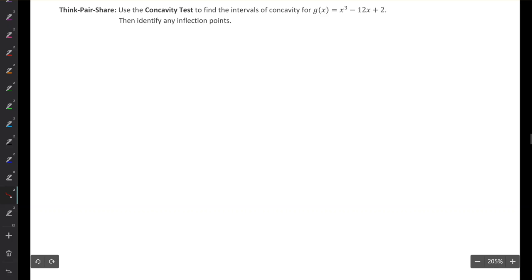Think, pair, share. First, you're going to use the concavity test to find the intervals of concavity for the function g, and then identify any inflection points. I'm going to pause the video right now, and I want you to try these problems. When we come back on, I'll have it worked out already, and I'll talk through highlighting some of the major points.